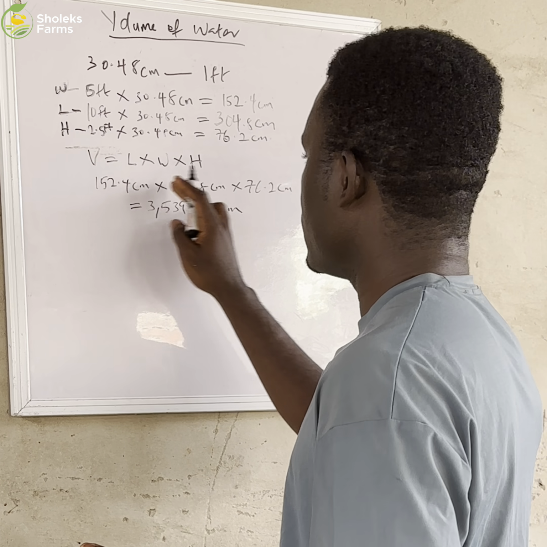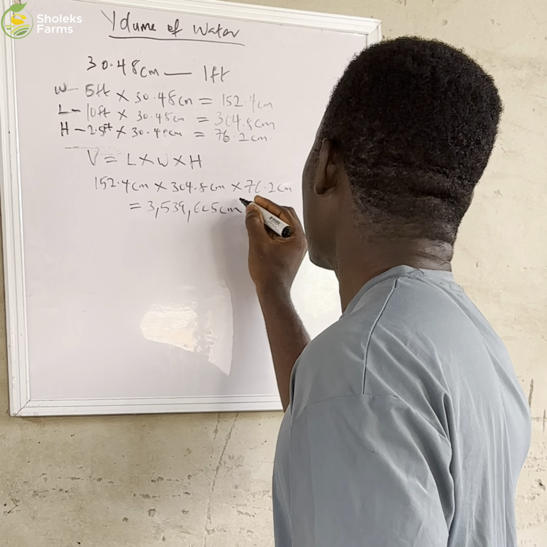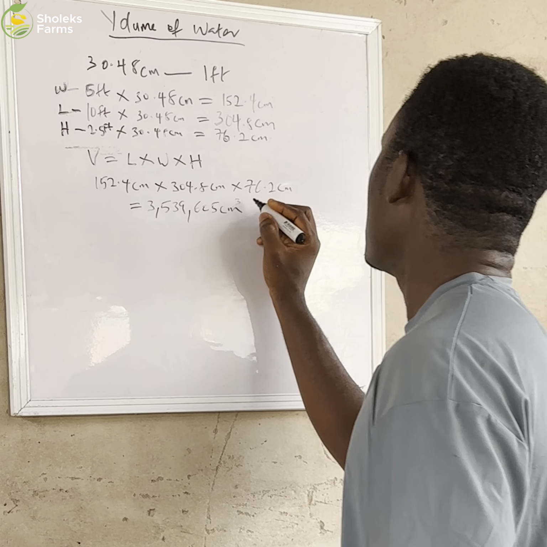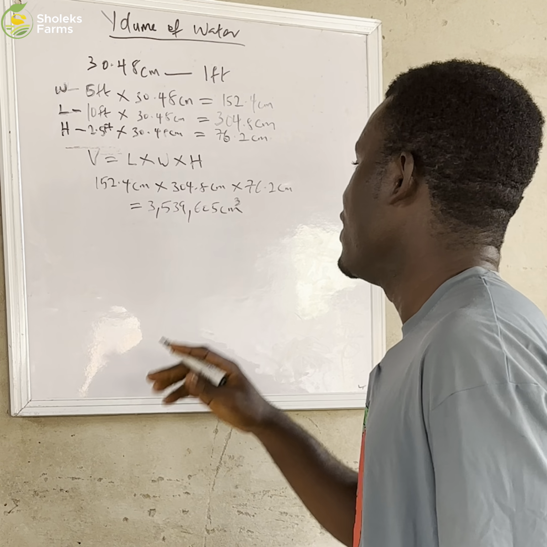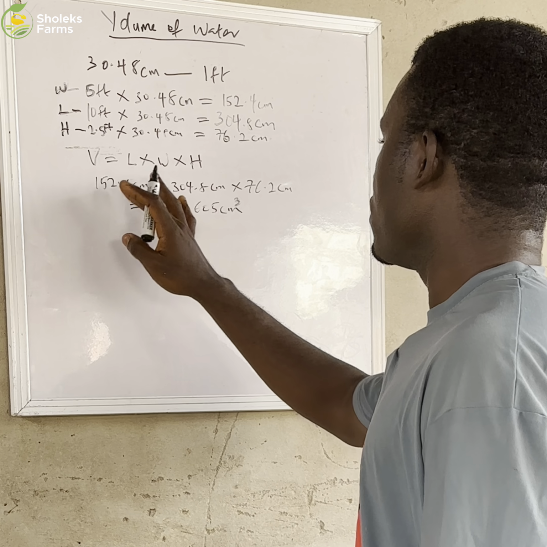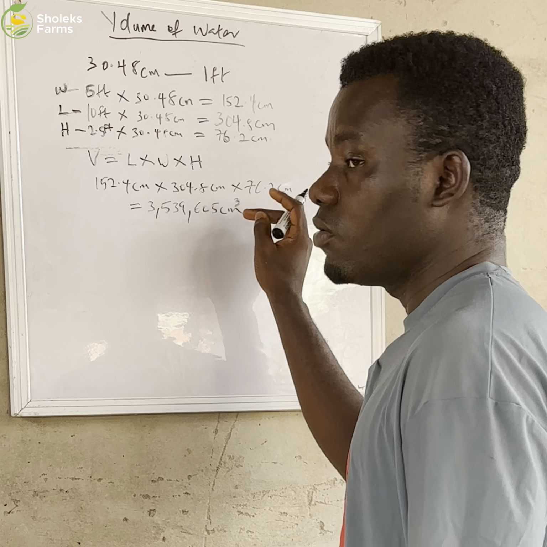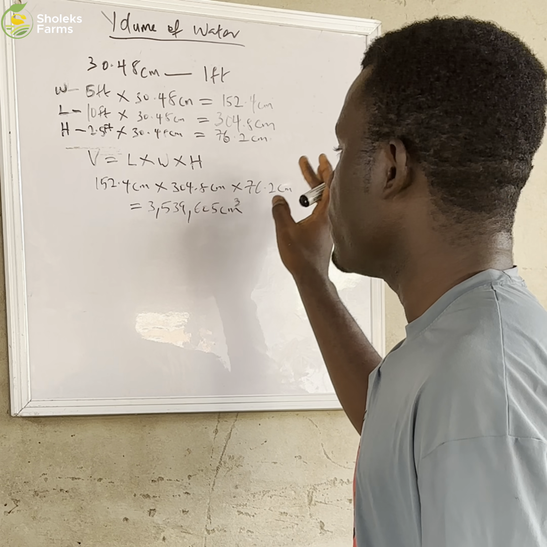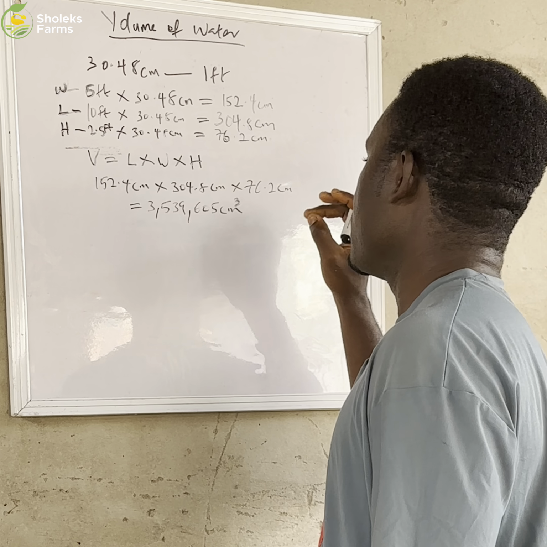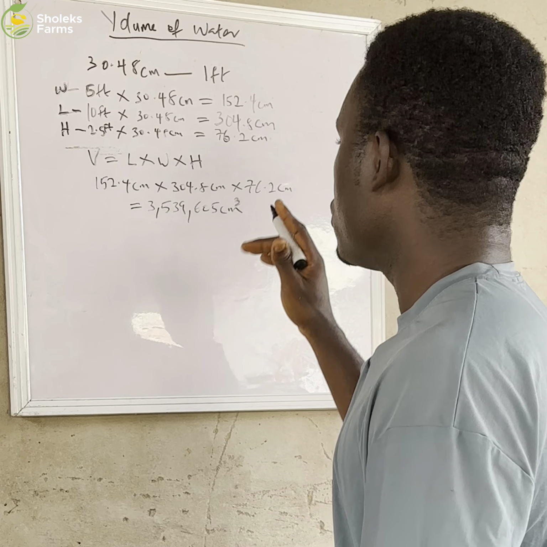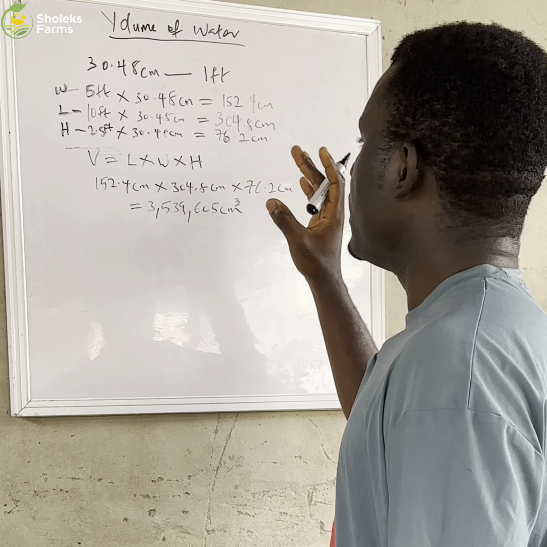So this is the total of this. That will be in cube, because we are making use of three numbers here. So this will come in cube. We have 3,539,605 centimeter cube. So how do we convert this to liters?